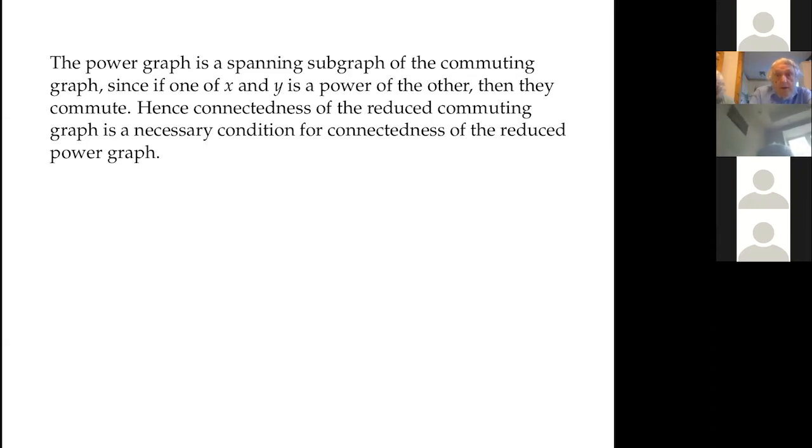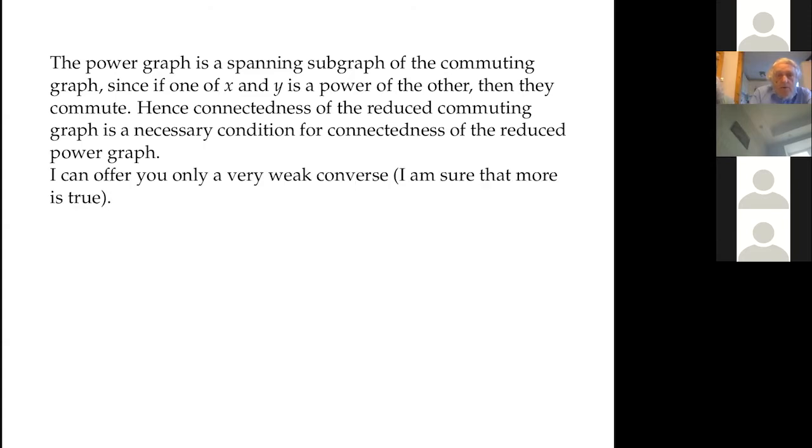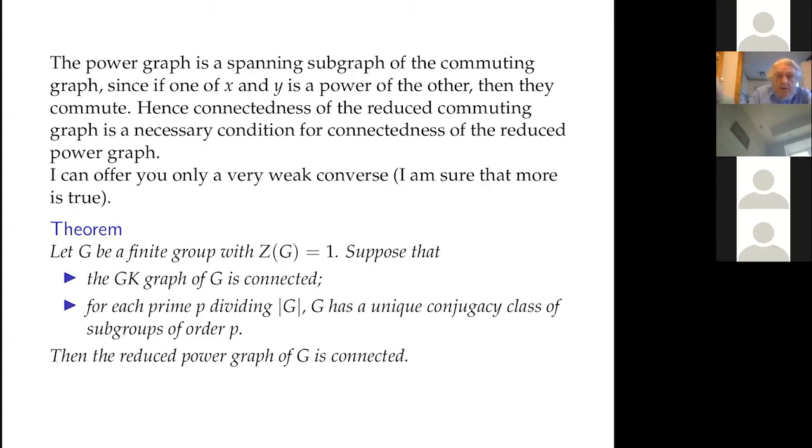So in particular, if you want to know whether the reduced power graph is connected, then a necessary condition is that the reduced commuting graph is connected, and you can tell that from the Gruenberg-Kegel graph. What about the converse? Well, we don't know if there's an exact converse. This is all I can do at the moment.